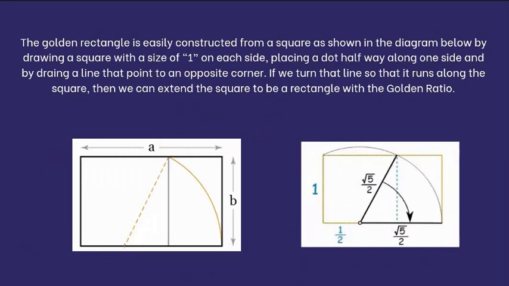So the golden rectangle. This is how we construct a golden rectangle. So first, we will have a square. We will create a square with a measurement of 1 each.